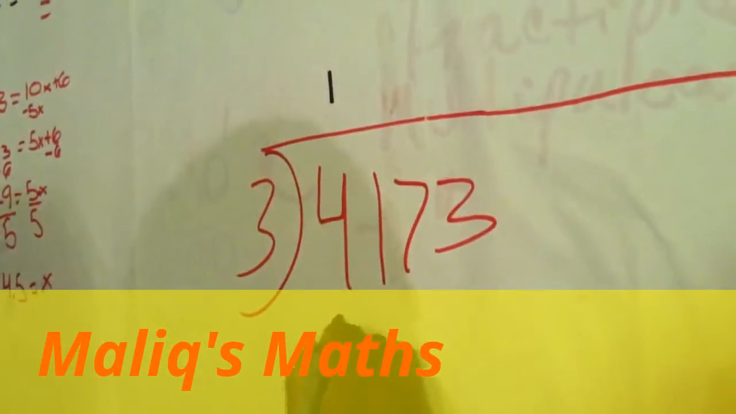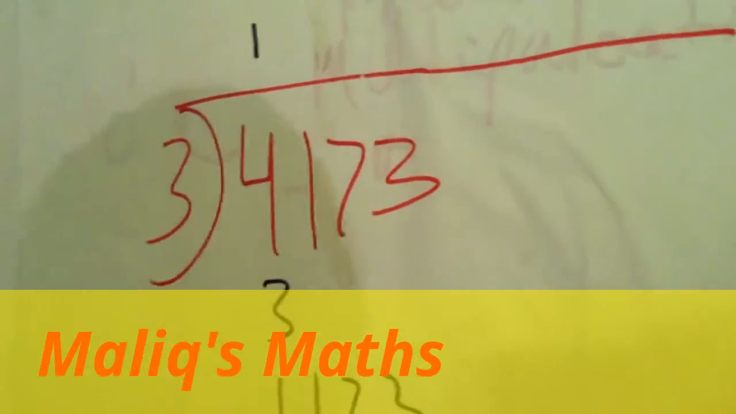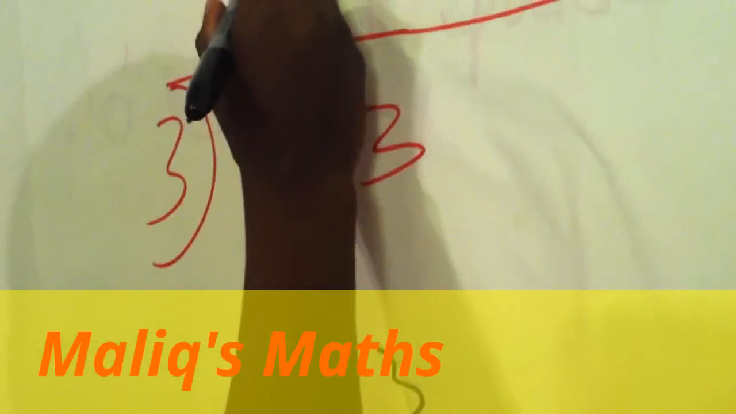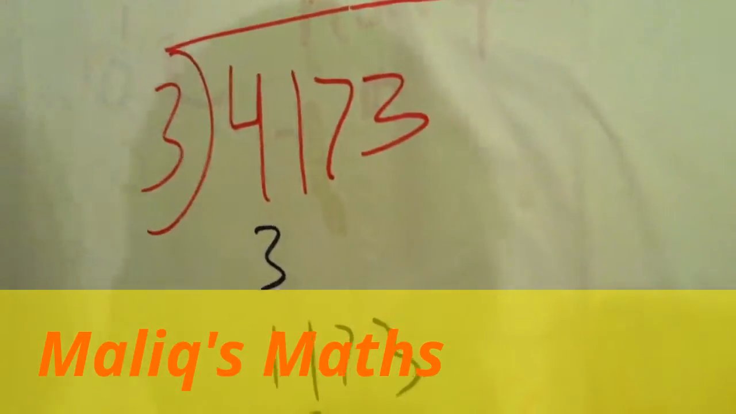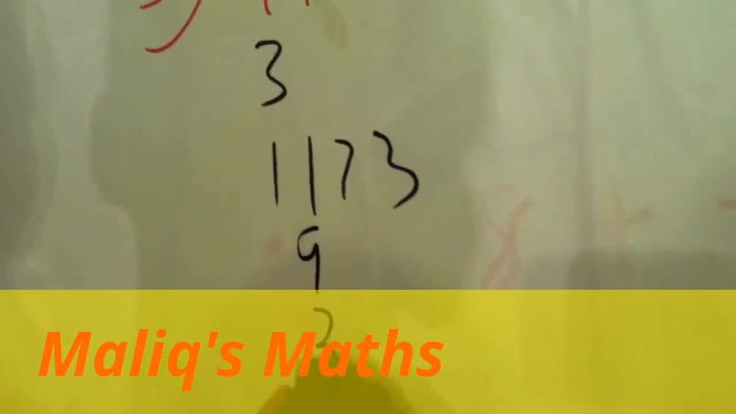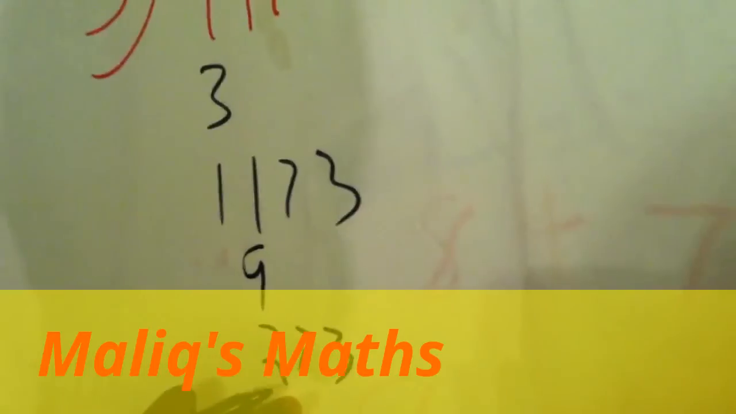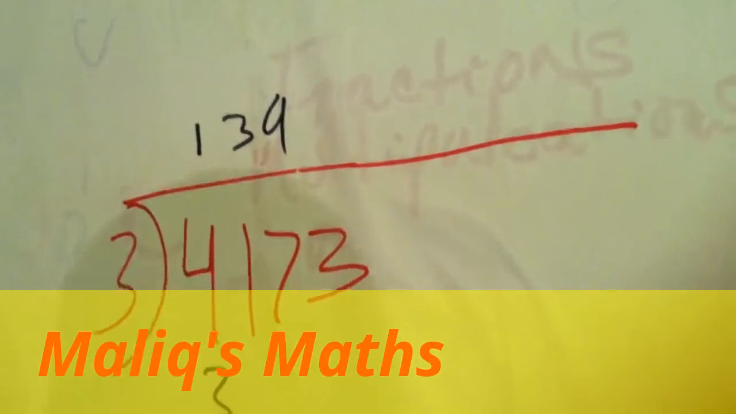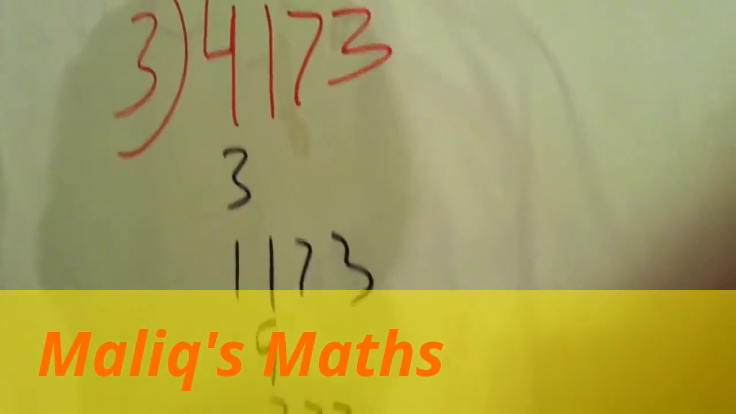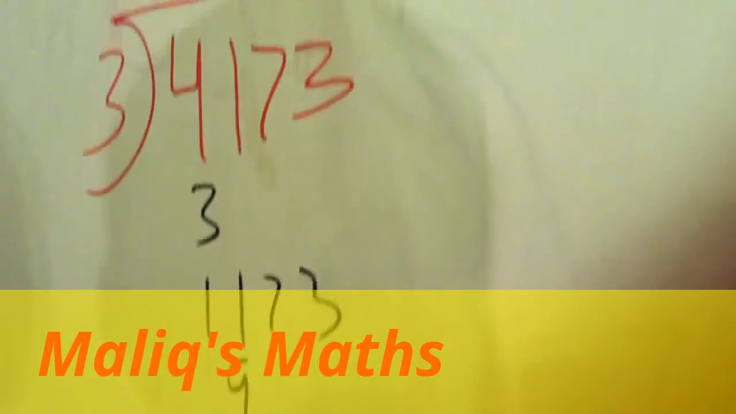My name is William Palmer, and I'm about to teach you how to do a little bit harder long division problem. So, first, let's start off with 3 goes into 4 one time. So 1 times 3 gives you 3, 11, 7, 3. 3 goes into 11 3 times. That gives you 9. 11 minus 9 equals 2, 7, 3. 3 goes into 27 9 times, which gives you 27 exactly. And then 3 goes into 3 one time. So there's your answer.